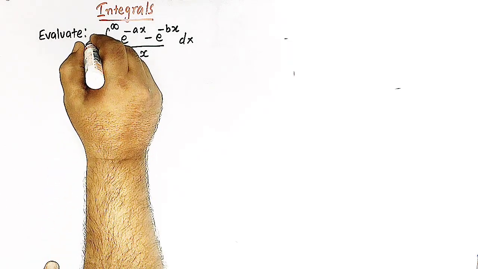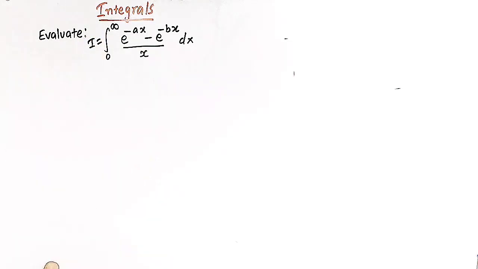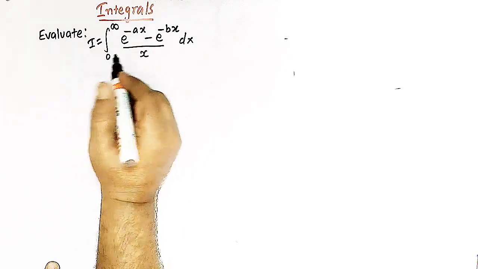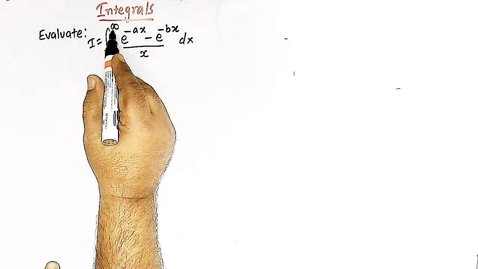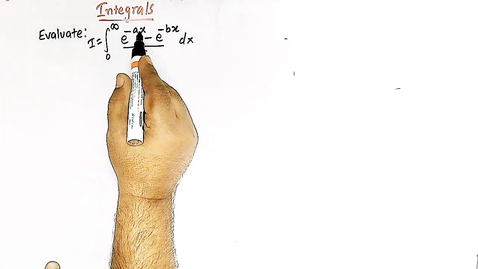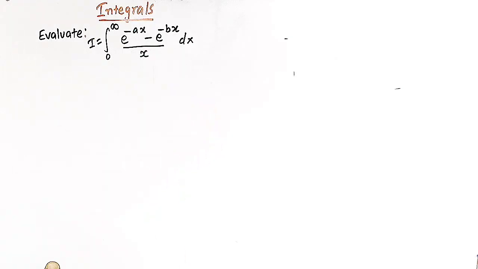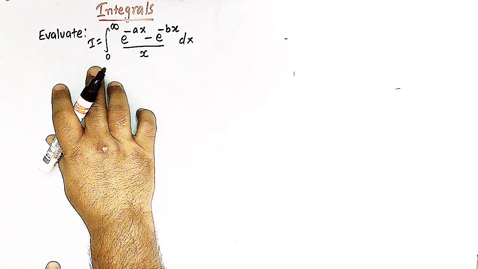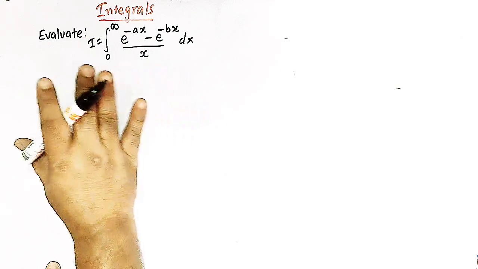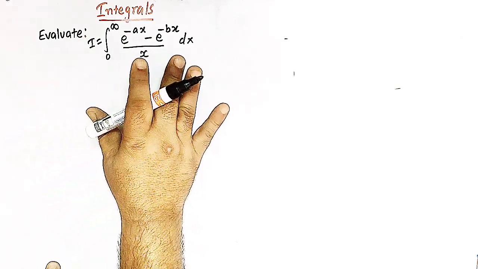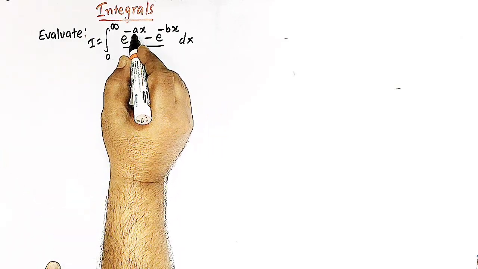So let us first take this integral as I. And here we have the integral from 0 to infinity of (e raised to minus ax minus e raised to minus bx) divided by x. So what I will do here, I will differentiate both sides with respect to a.